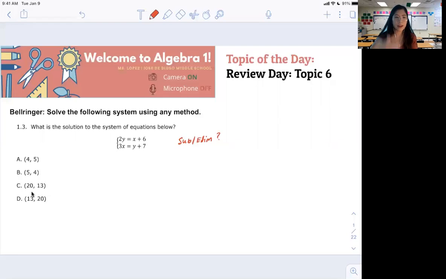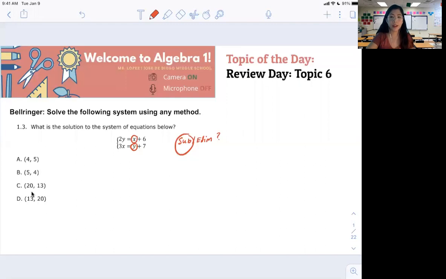X and Y. There's an X up here, and there's a Y down here. Both of them are pretty much alone, right? They aren't completely alone, but most important is that they don't have a coefficient, so we can isolate one of them. So yes, substitution is the way to go here.